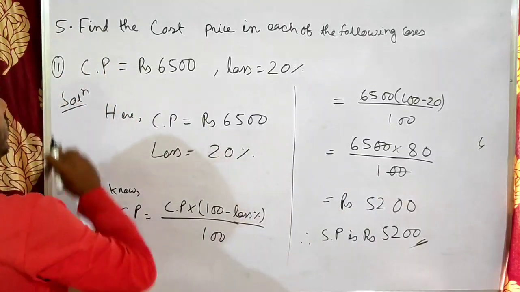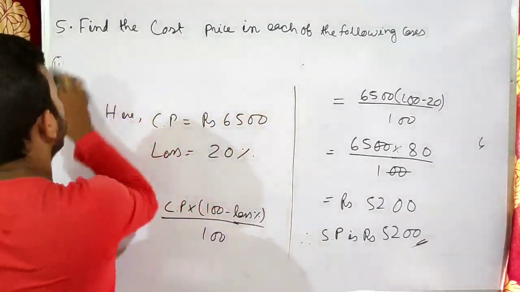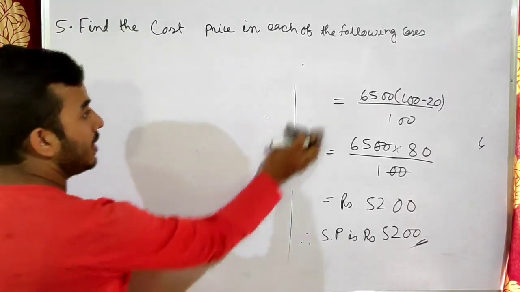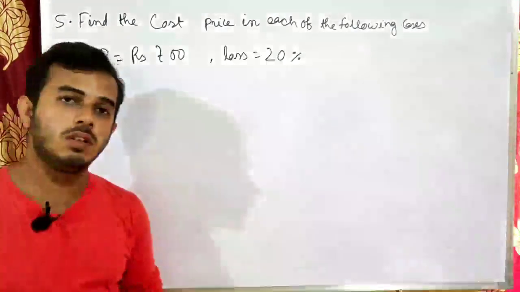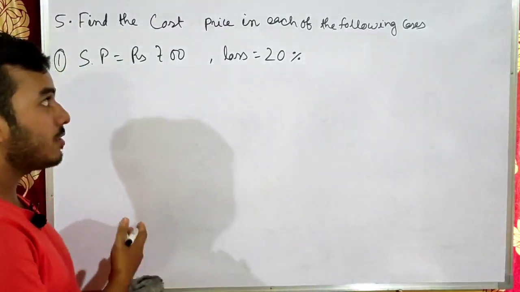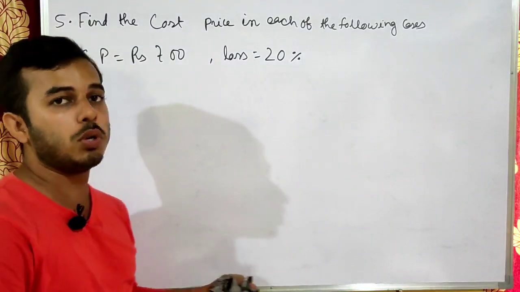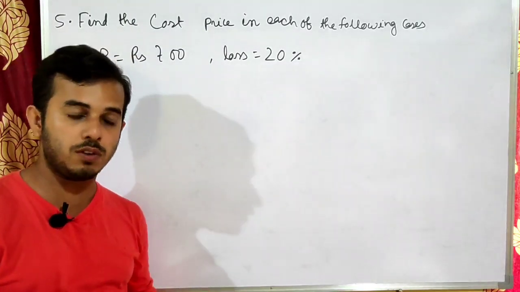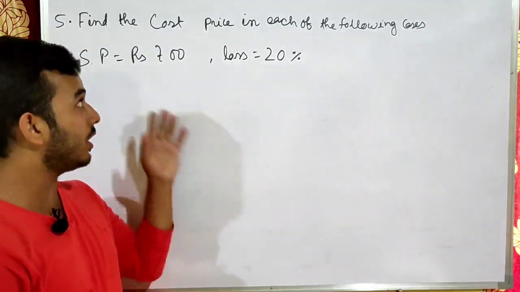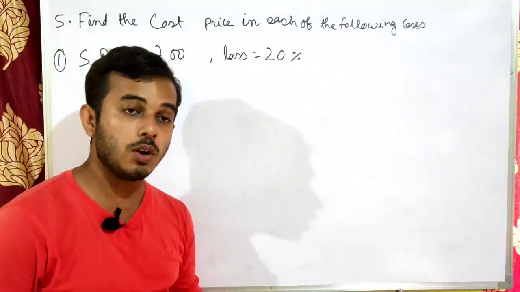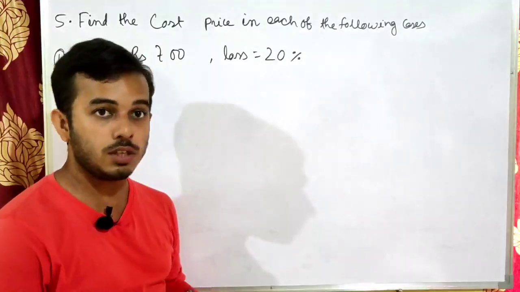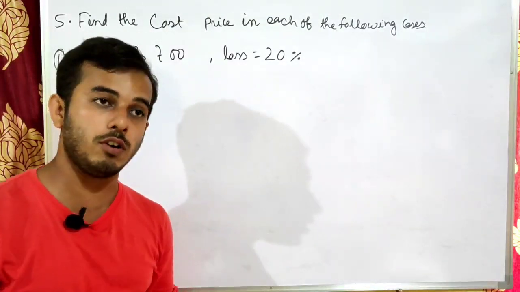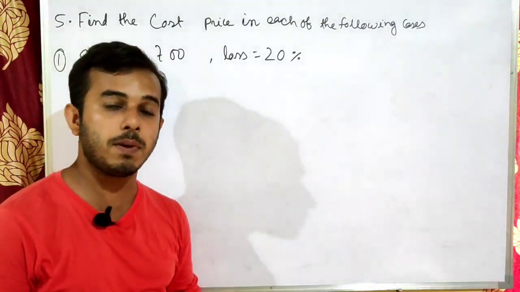Okay, so number 1, here SP is given, then gain or loss percent, whatever is given, we have to find out the cost price. So here SP is 700 and loss is 20%. Now we have to find out CP, and we also know the relation of CP with SP and loss, isn't it? CP equals SP into 100 divided by 100 minus loss, and if it is gain, it will be 100 plus gain.